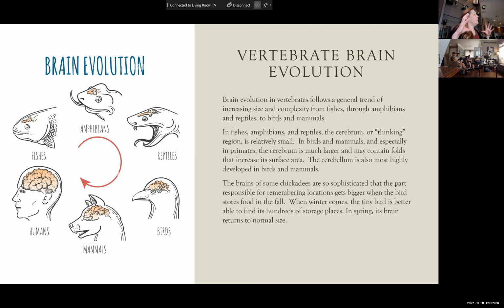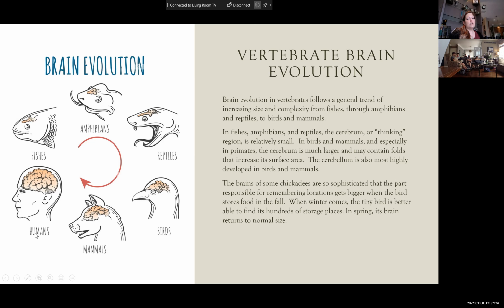So when we have these big heads, our trade-off is that instead we have a long period of time where the infant is completely dependent. So if you were a horse and your head didn't have to be too big in comparison to the rest of your body, you just stand up and go find your mom and get a snack and keep going, whereas we can't do any of that. So brain evolution in vertebrates follows a general trend, increasing size and complexity, obviously.